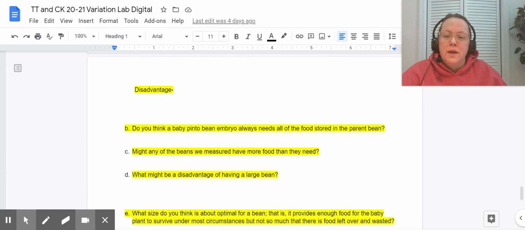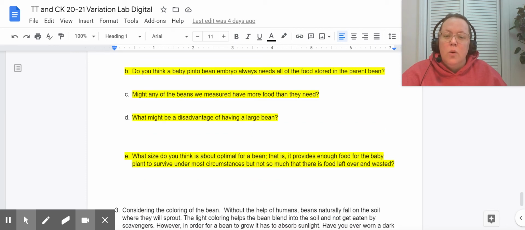Part B. Do you think a baby pinto bean embryo always needs all the food stored in the parent bean? Explain. Part C. Might any of the beans we measured have more food than they need? Part D. What might be a disadvantage of having a large bean? Part E. What size do you think is about optimal for a bean? That is, it provides enough food for the baby plant to survive under most circumstances, but not so much that there's food left over and wasted. Use your histogram to make this prediction.